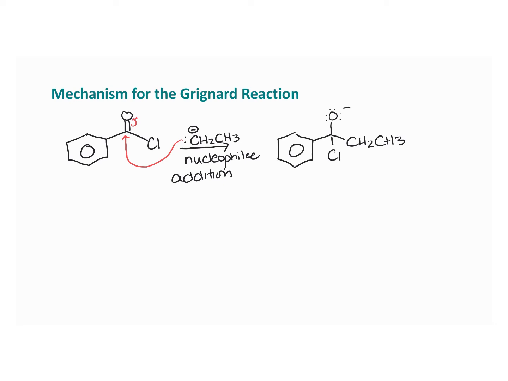And now this is going to go through a tetrahedral collapse in a nucleophile elimination, okay, where these electrons are going to come down here, right? And they are going to bump off this chlorine.